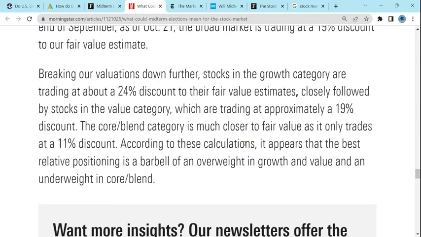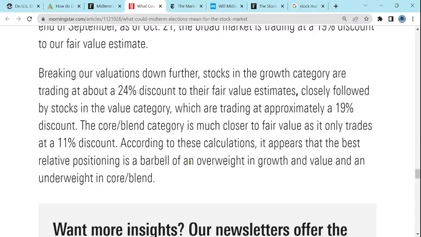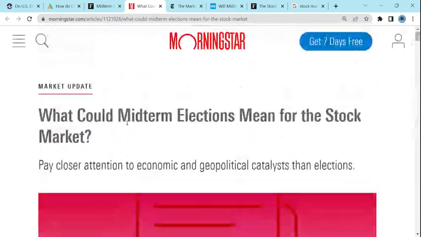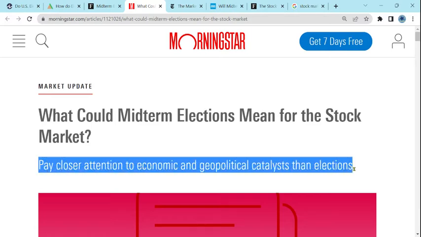The core blend category is much closer to fair value and only trades at an 11% discount. According to these calculations, it appears that the best relative positioning is a barbell of an overweight in growth and value and an underweight in core blend. Again, this is all their opinion. So hopefully this helps you see what midterm elections in general, and specifically in 2022, could mean for the stock market. And again, their overall conclusion or recommendation is to pay closer attention to economic and geopolitical catalysts than the results of the midterm elections.